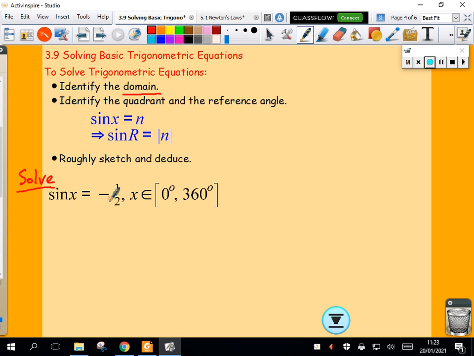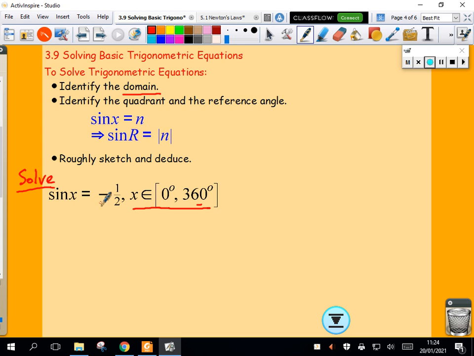The first thing is to identify the domain. The domain here is given. It's between 0 and 360 degrees. In general, the domain for the sine function is all real numbers. However, in this question, they're restricting it. They're saying we want to find the values of x between 0 and 360 that I can plug in here, where the answer will be negative 1/2. So that's essentially what the question says. Find the values of x, but they have to be between 0 and 360, where when I plug them into the sine function, the outcome is negative 1/2.